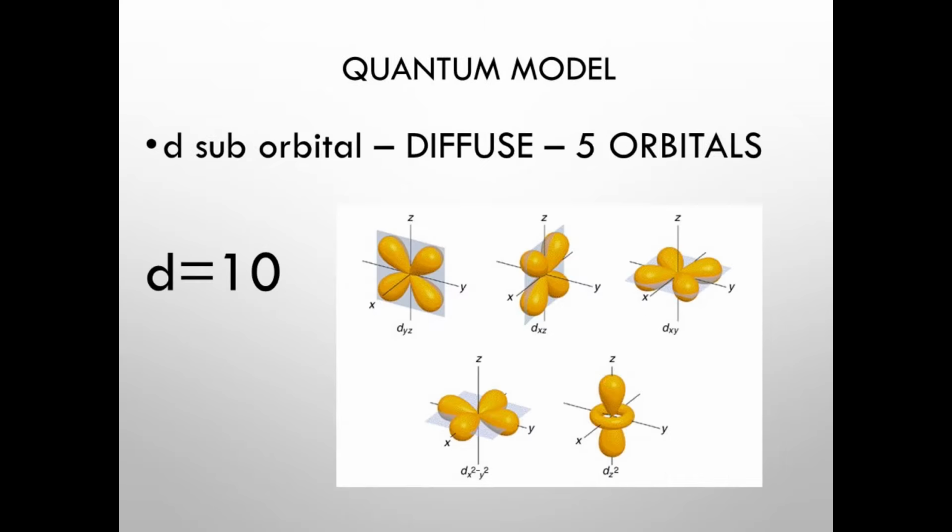The d suborbital, or diffuse. It has 5 orbitals. D suborbital has 5 orbitals, therefore, it could have 10 electrons. This is also like a 10-seater SUV. It cannot have more than 10 passengers because it will be overloaded.